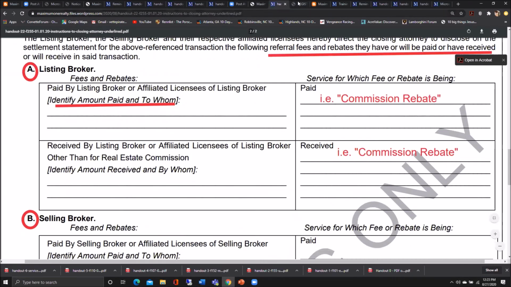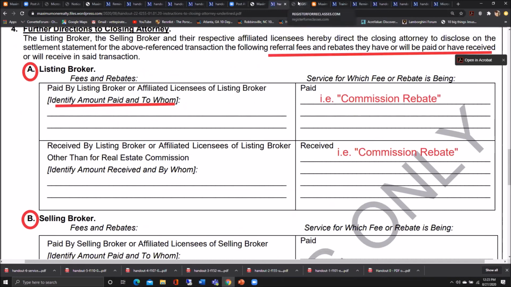Again, nobody can give cash back to anybody after closing. Buyer and seller can't exchange cash, and agents cannot give cash back to their clients after closing. It must be accounted for on the closing statement.